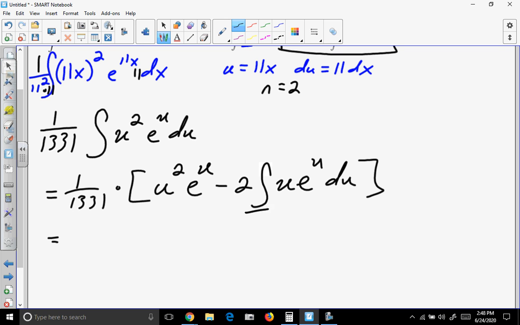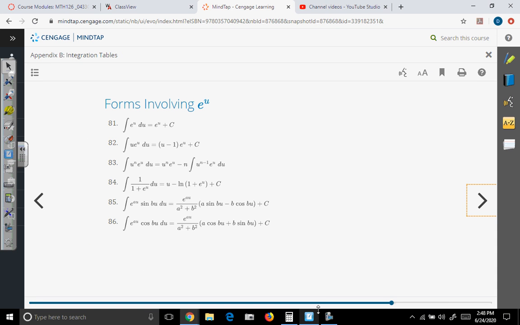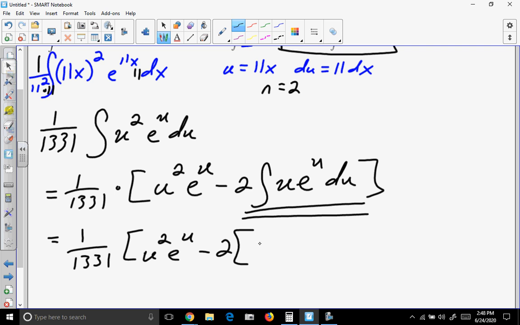But now we need to know, well, how do we do that? So let's copy down the integral we've already done. You've got u squared e to the u minus twice whatever we get for that. So if we integrate u e to the u, that's u minus 1 e to the u. And then we have our plus c on the end.